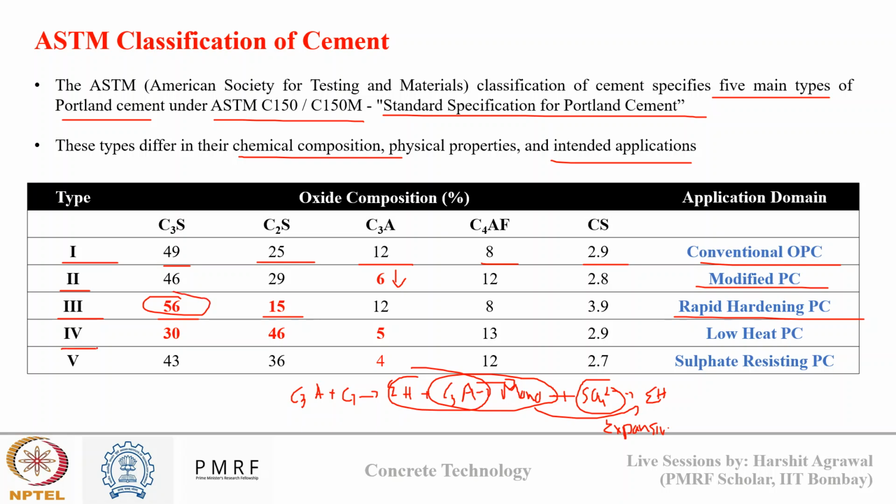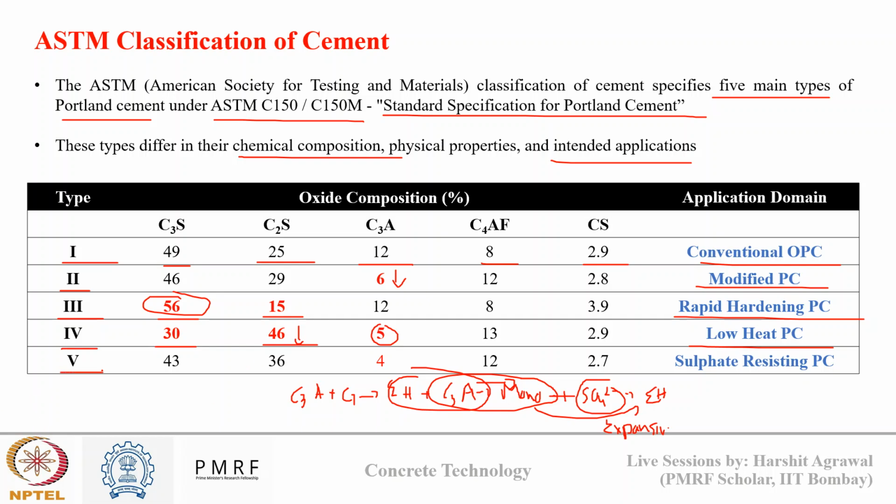Then type 4 has a higher proportion of C2S and a lower proportion of C3S. This means this cement will be slow strength gain cement, since C3S content is lower and C3A content is also lower. It will gain strength slowly and set slowly. That's why we say it is low heat cement, because if strength gain is fast, heat liberated will be higher; if strength gain is slow, heat liberation will be slow. So it is low heat Portland cement.